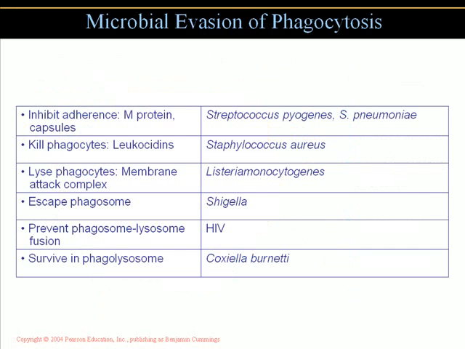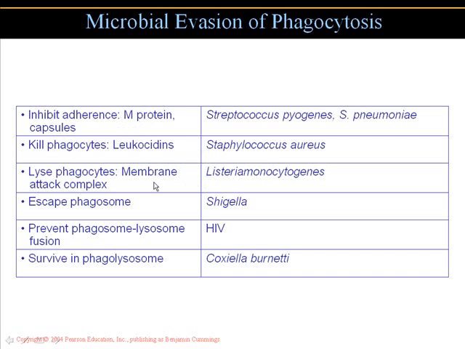Different types of organisms and their processes. Again, the M protein, as we talked about earlier, inhibits adherence. We see the organisms Streptococcus pyogenes and Streptococcus pneumoniae have M proteins. We see other organisms have leukocidins. Staphylococcus aureus has leukocidins, which basically kill the phagocytes. Thus, the organism would be resistant to phagocytosis.